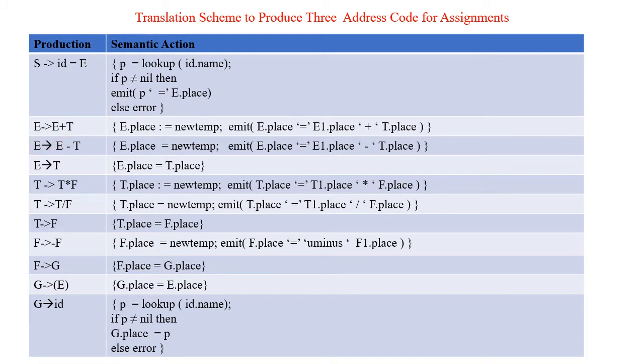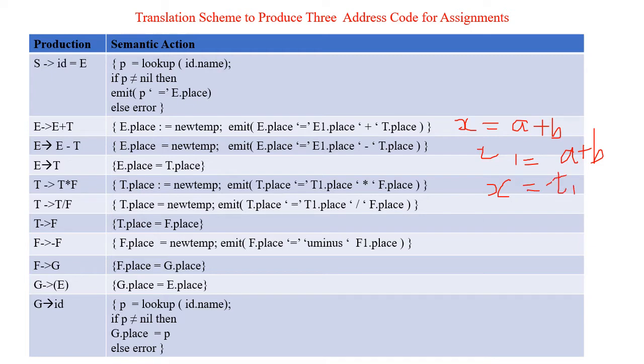Let us take an example. X equal to a plus b. What is the three-address code for this statement? T1 is equal to a plus b, and x equal to T1.